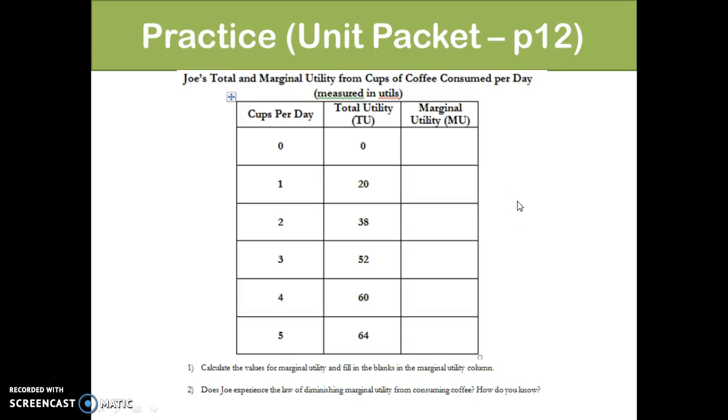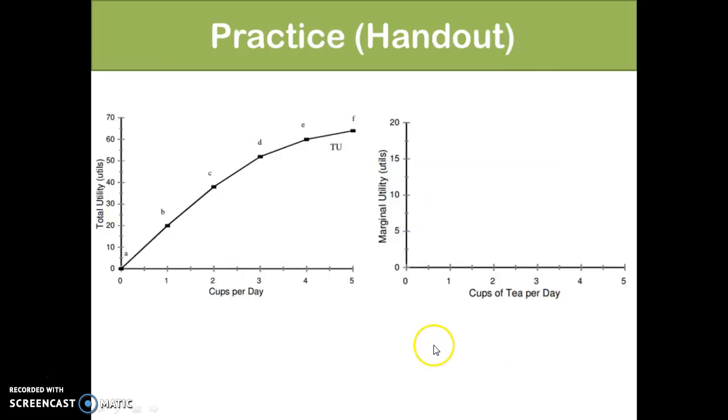All right, if you had a chance to do the exercises on page 12, check your answers here. This example is similar to the one we did before with Miss FJ's cookies, and you should answer question number 2 that yes, he does, because the marginal utility continues to go down. And graphing our total and marginal utility, you should have something that looks like this.